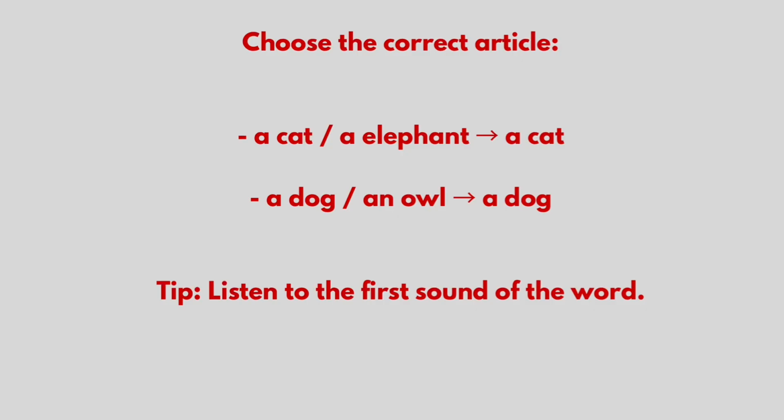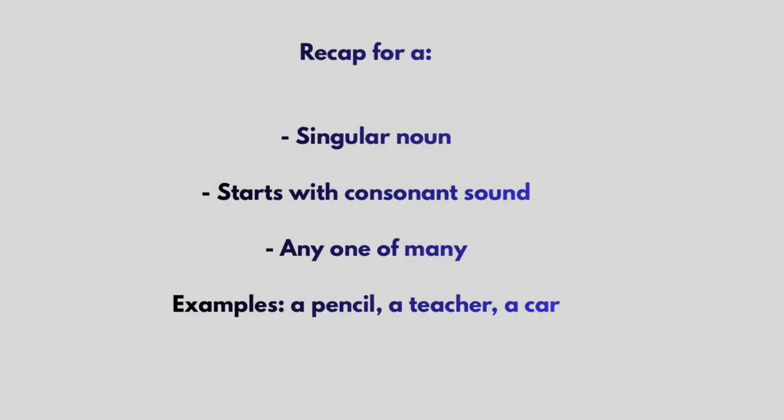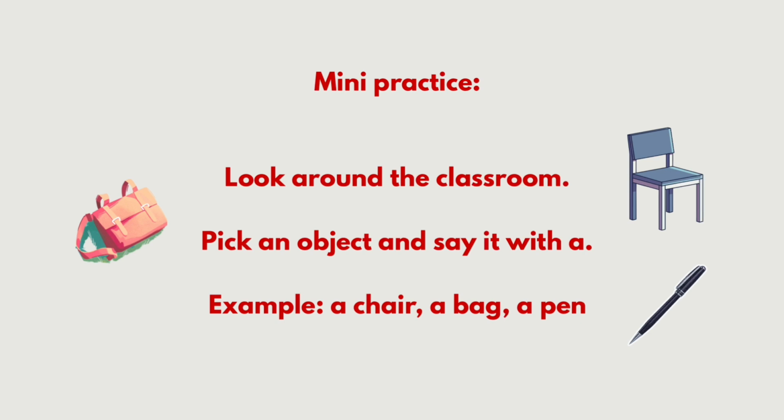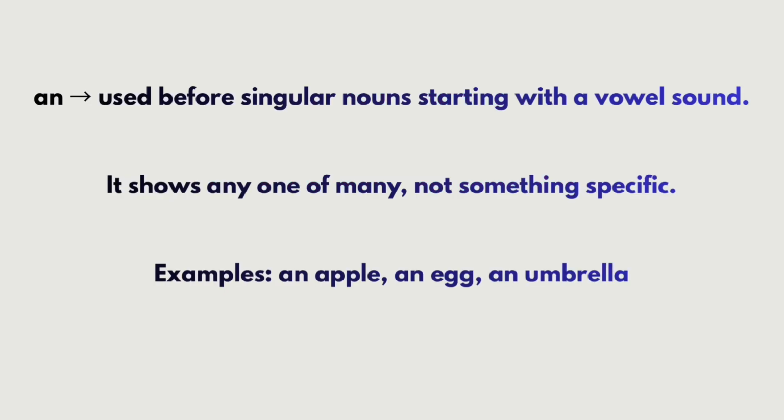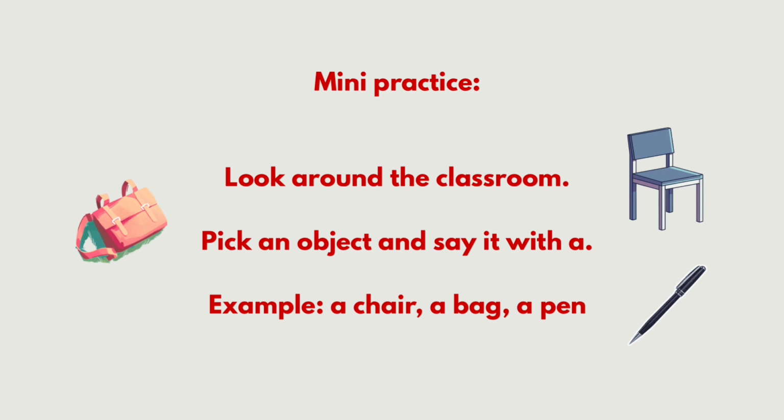So we already understand: a is used with a singular noun that starts with a consonant sound. Any one of many: a pencil, a teacher, a car. Also a mini practice you can play around with in your classroom. You can pick an object and say it with a: a chair, a bag, a pen.